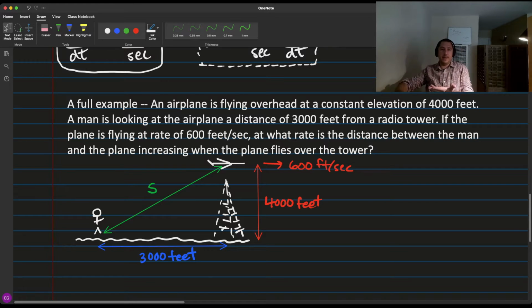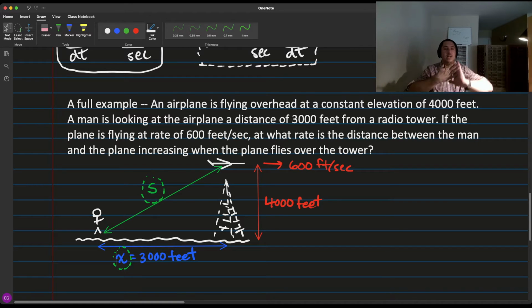There's that distance from the plane to the ground. And when the plane is right on top of the radio tower, the horizontal distance from the man to the plane, irrespective of height, is 3,000 feet. So I'm going to call this distance here X. Now, what's tricky about this is usually you need to figure out what's changing. As the plane moves away, this distance is changing and this distance is changing.